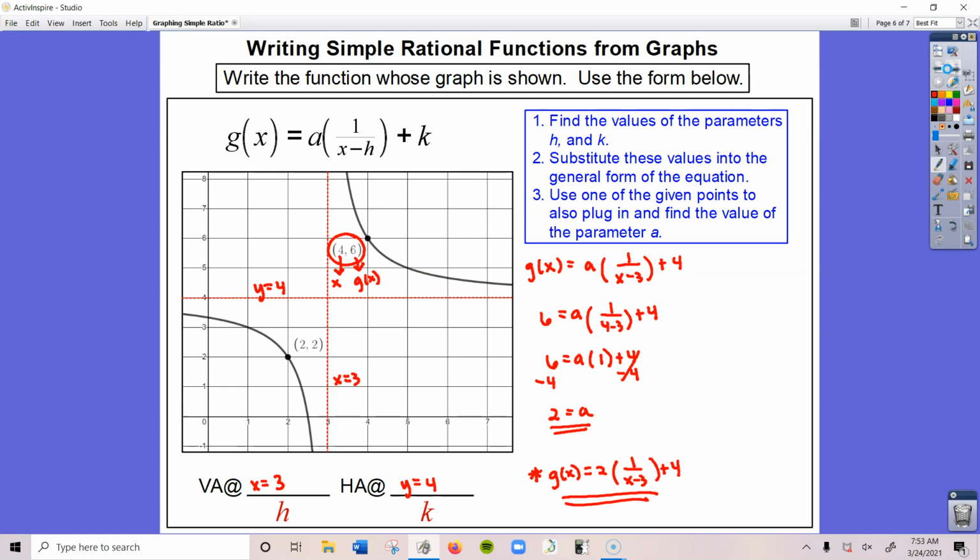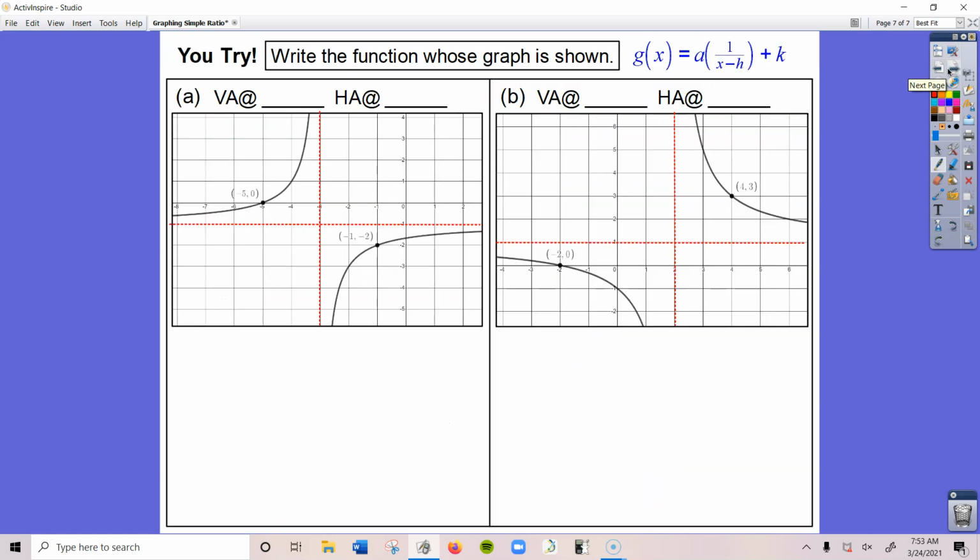Let's try that again. Here we have this graph. We have a vertical asymptote here located at x is equal to -3. Then we have our horizontal asymptote at y is equal to -1. So again, this is the format for my equation, so I'm just going to write it out. We have g of x is equal to a parentheses 1 over x minus negative 3, so that's x plus 3, minus 1.